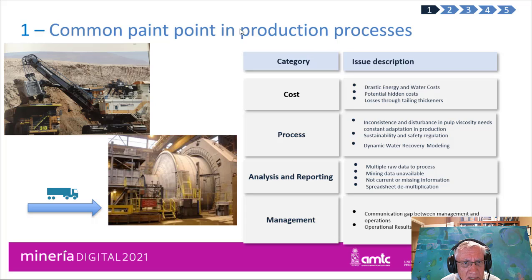So what we have today, the critical pain points that we see in the production processes, are a drastic energy and water cost with lower grade ores. There are potential hidden costs due to the trouble times and the downtimes that these plants operate at because they are very hard ores and it's very difficult. Losses of copper through the tailing thickeners. This is due to the bad liberation or the bad flotation on the roughers. And this is what we're going to take care of today and try to shed light on how we have been able to do and transform that.